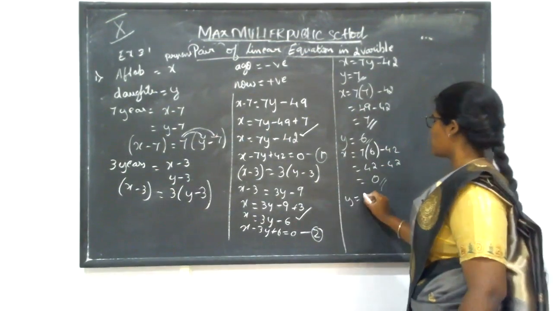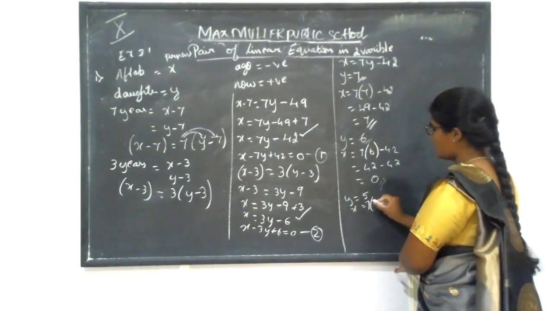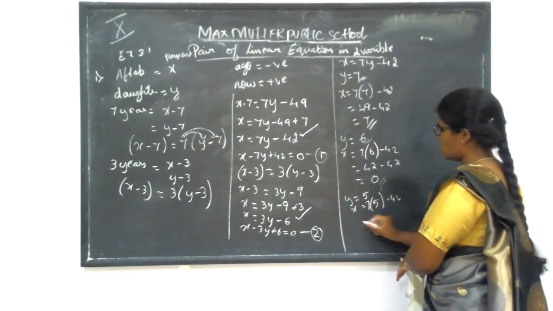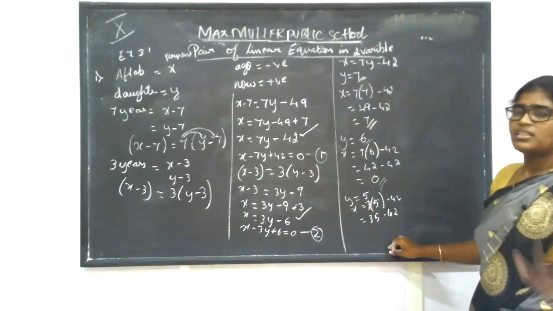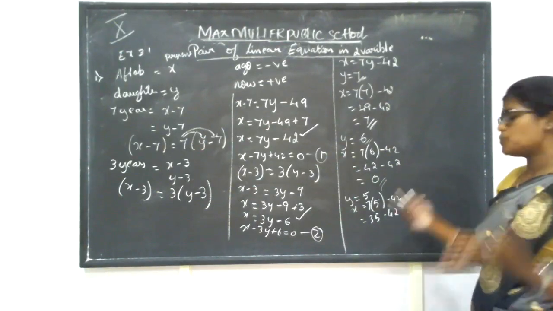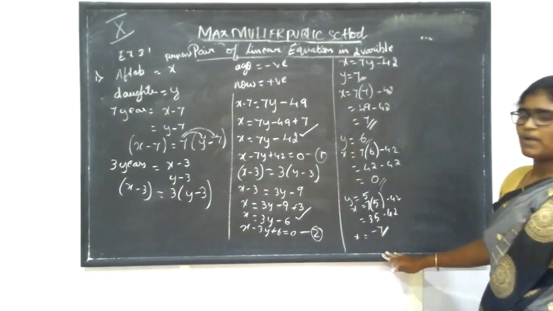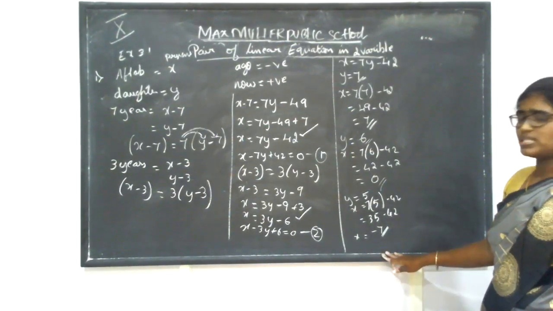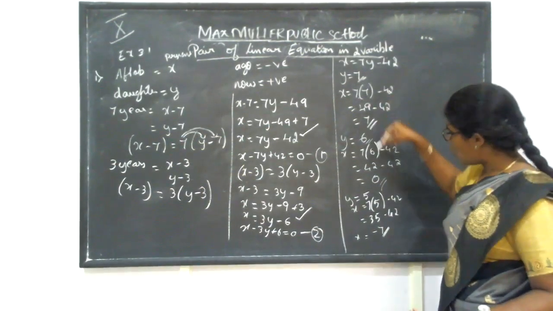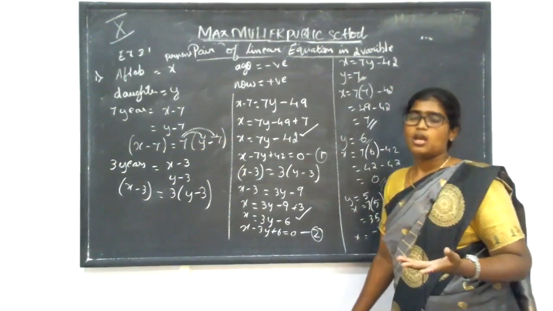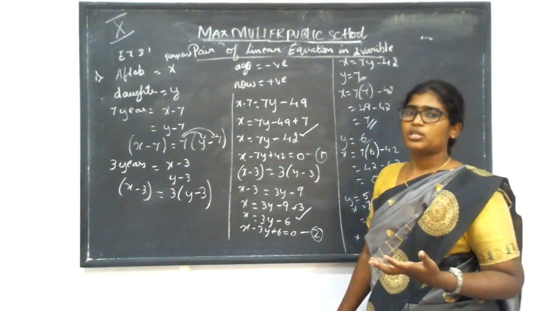Next, y is equal to 5 I'll take. x is equal to 7 into 5 minus 42. 7 fives are 35 minus 42. 35 minus 42 is what? 35 plus 5 is 40, 40 plus 2 is 42. So it will be minus 7. x is equal to minus 7. If you find out 3 points, it is enough for us. And you might ask, ma'am, can we take only this one? No, it is your choice. You can take any number, but it should be easier for you to draw it in the graph.